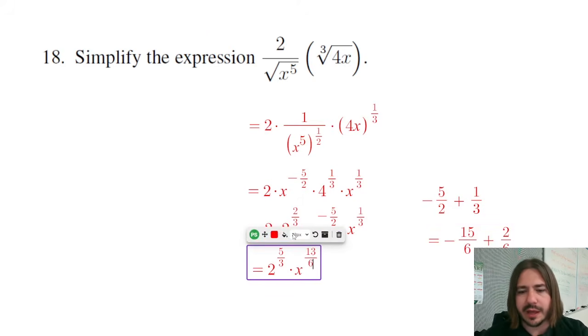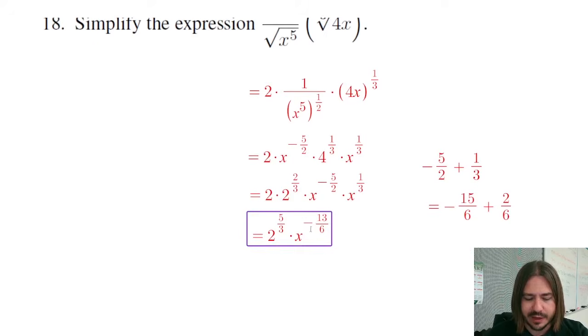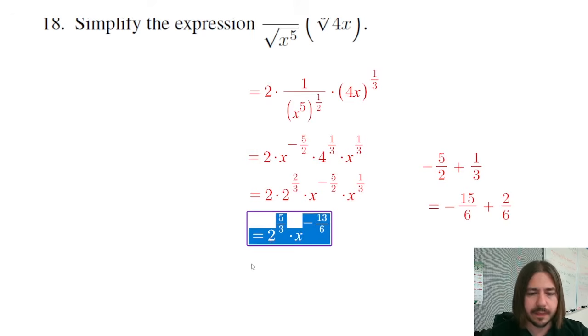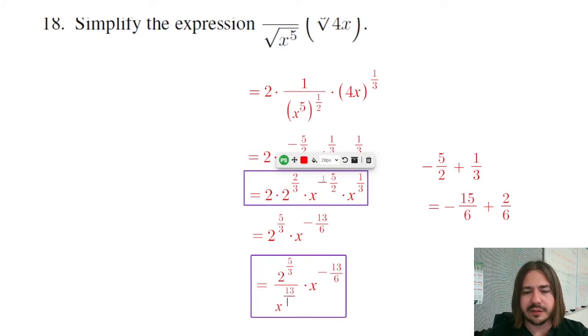Now we really do not like having negative exponents in our final answer, so I'm going to rewrite this one last time, and that is to put this on the denominator, basically doing the reverse of what we did over here. So this is going to be 2 to the 5/3 divided by x to the 13/6.